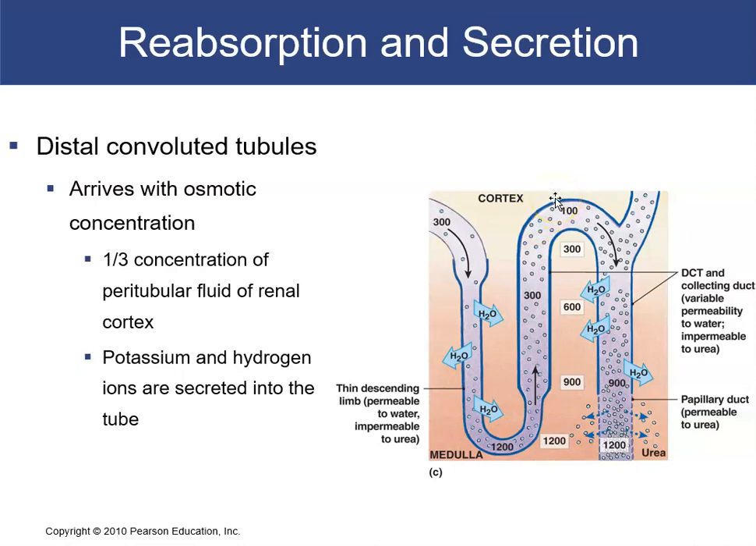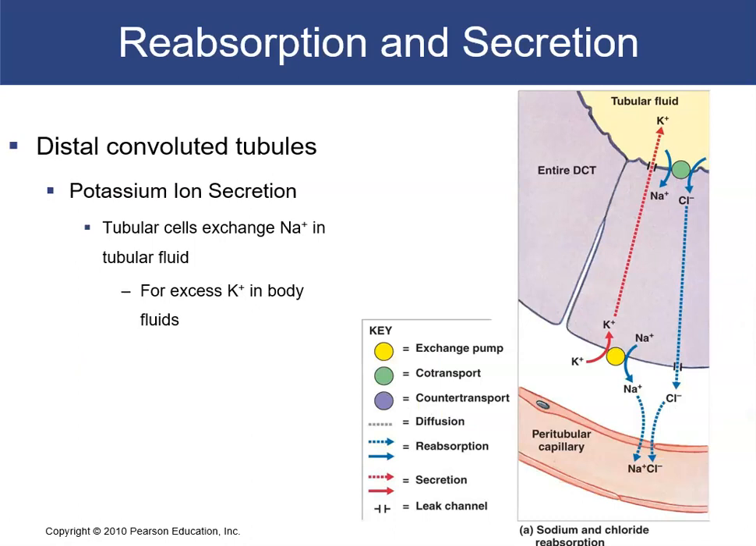In the distal convoluted tubule, this is an area where potassium and hydrogen ions are going to be secreted into the tube. We can see this here in this picture. The tubular cells are going to exchange sodium and potassium through these tubular fluids. This is how the body gets rid of excess potassium. We'll secrete the potassium and exchange it for the sodium. Again, our sodium-potassium exchange pump, and this is also under the control of the hormone aldosterone, which we'll talk about in just a moment.